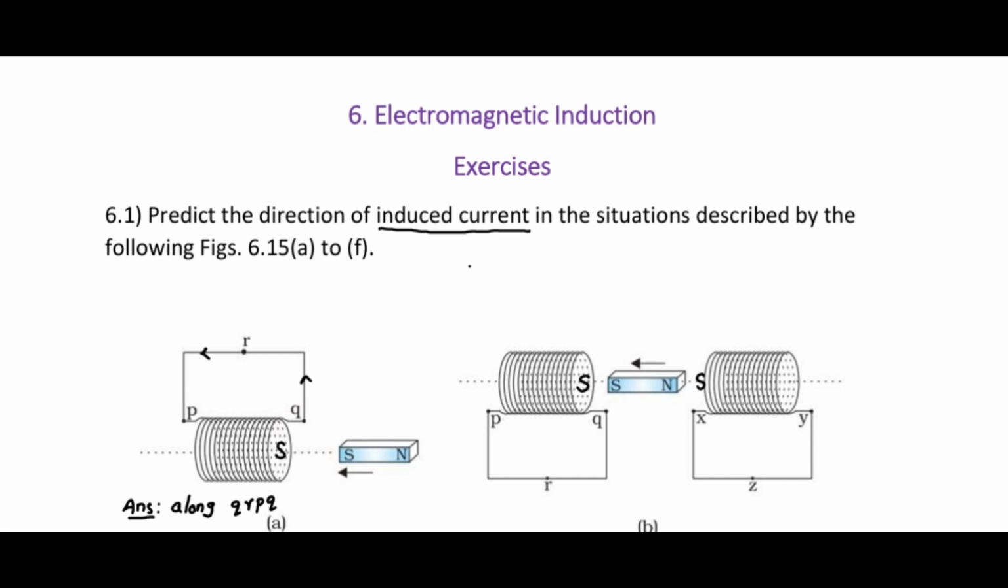Hence, the induced current flows along PRQ in one coil and along YZX in the other coil. So, here along PRQ, and here along YZX.